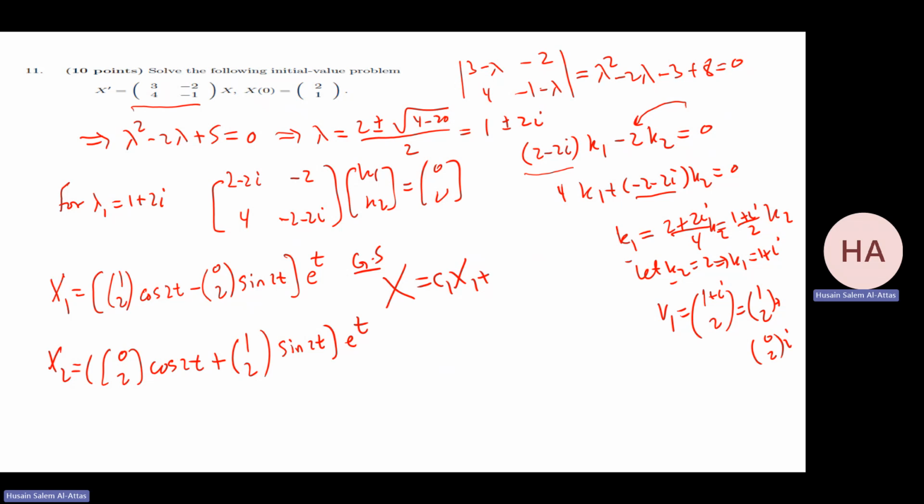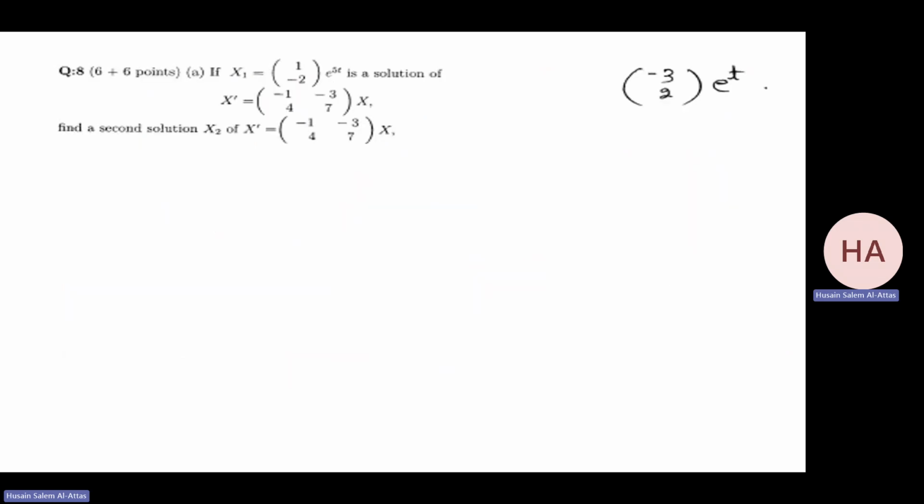What is the general solution? C1 X1 plus C2 X2. I think it's easy to see. X1 is the solution of this. Find the second solution. So he gave me one eigenvalue and its eigenvector. He wants the second eigenvalue. I know that the trace of A will be what? Minus 1 plus 7, that will be 6. And that should be equal lambda 1 plus lambda 2. This is 5. So very clear lambda 2 is equal to 1, which agrees with this one.